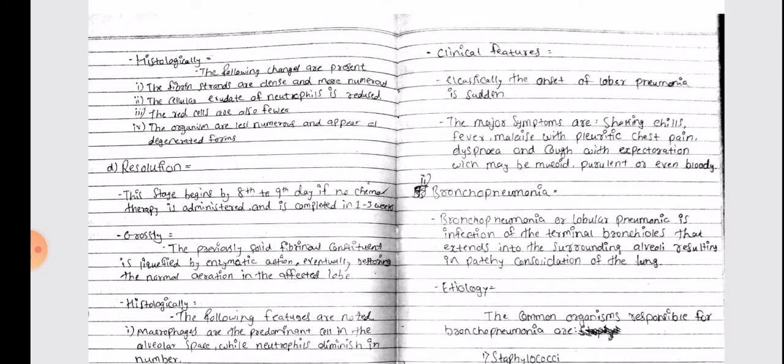Clinical features. Classically, the onset of lobar pneumonia is sudden. The major symptoms are shaking chills, fever, malaise with pleuritic chest pain, dyspnea, and cough with expectoration, which may be mucoid, purulent, or even bloody.